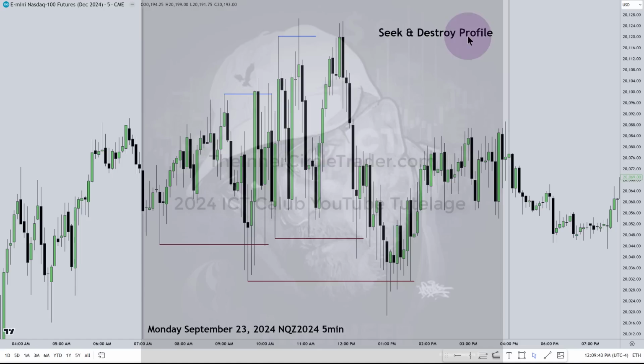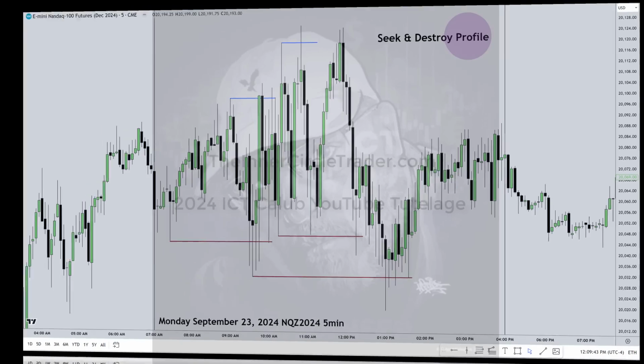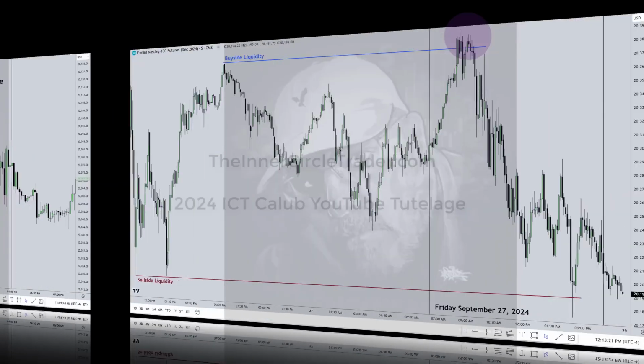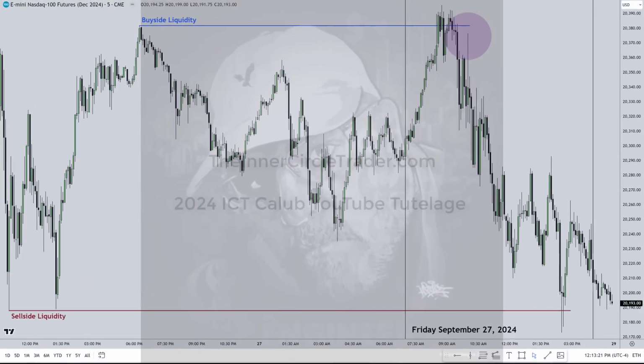All right, so now let's contrast the seek and destroy market profile with a high resistance liquidity market profile. All right, so we have the charts here on a 5-minute basis. Relative equal lows here, I mentioned that on Friday's September 27th, 2024 live stream. And the buy side, we swept that.